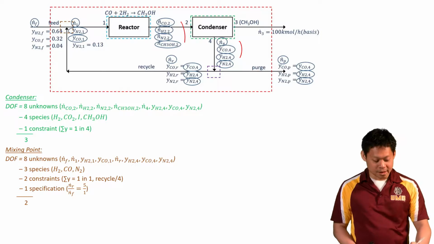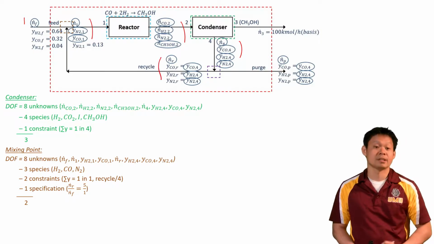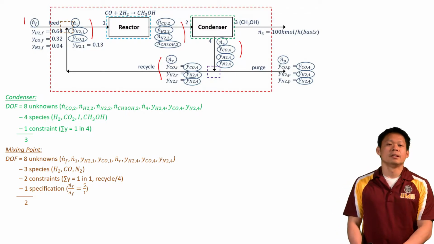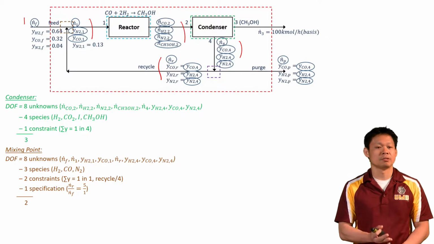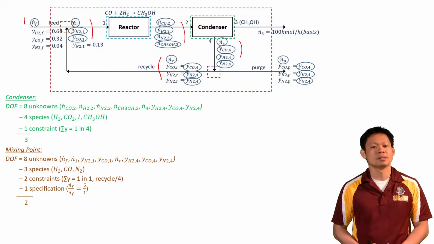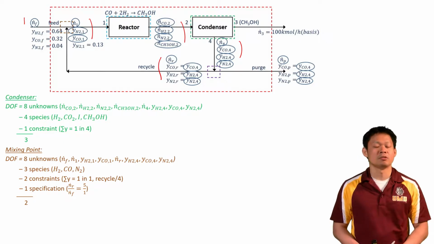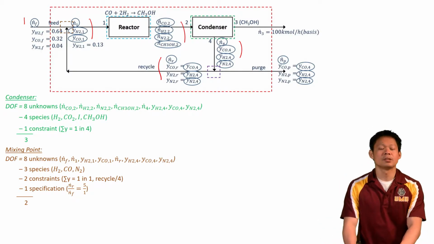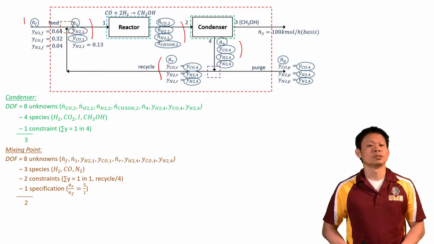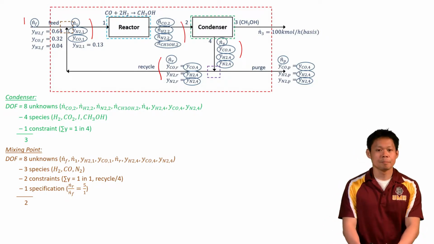Mixing point: we have 8 unknowns, 1 in the feed, 3 in stream 1, 4 in the recycle stream. That's our 8 unknowns. In this case, we only have 3 species. The methanol that has been produced is not involved around the mixing point. We have 2 constraints: the sum of y equals 1 in stream 1 and in the recycle stream. And we're also given a specification. Recall that back in the question, it says that the recycle to fresh feed stream ratio is 5:1. So we get to use that as well around the mixing point. That gives us a degree of freedom of 2.